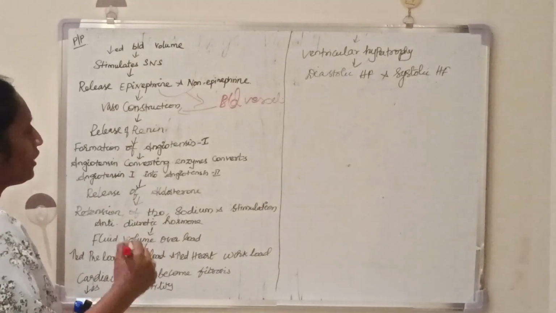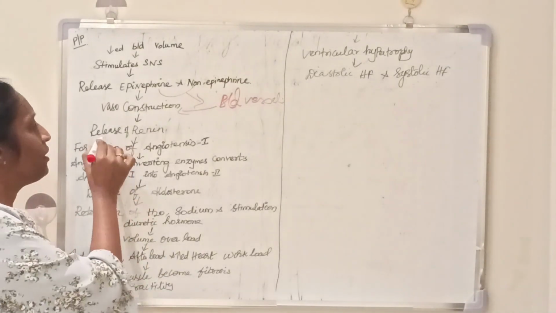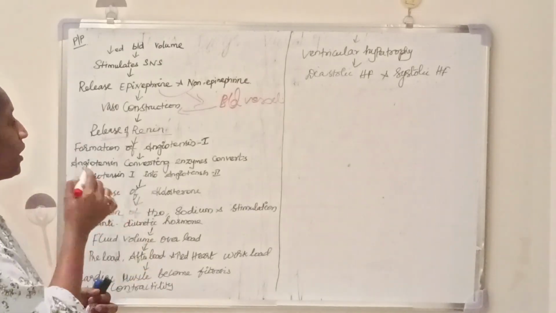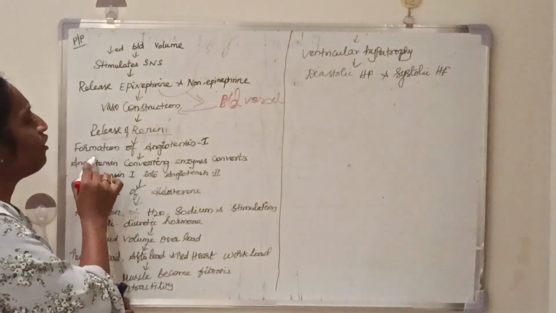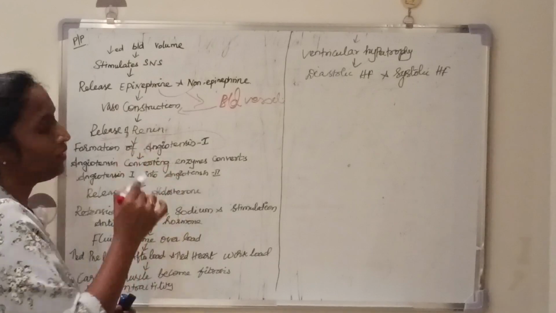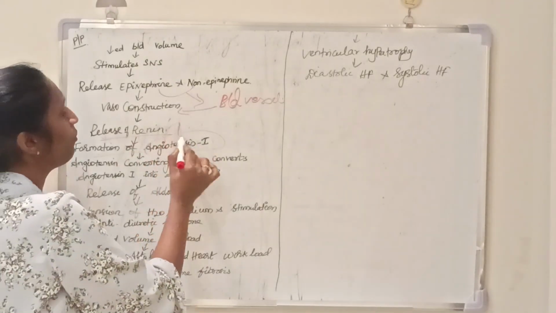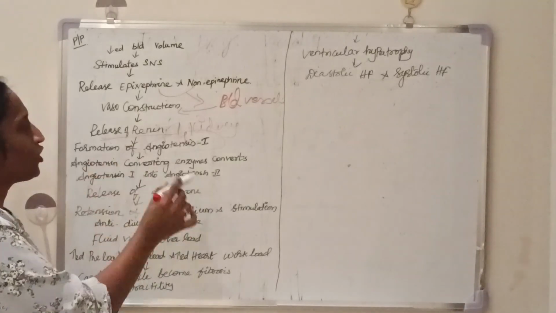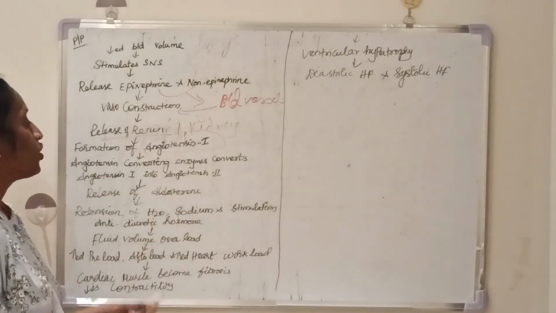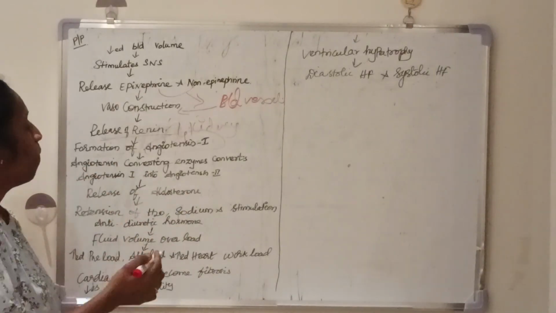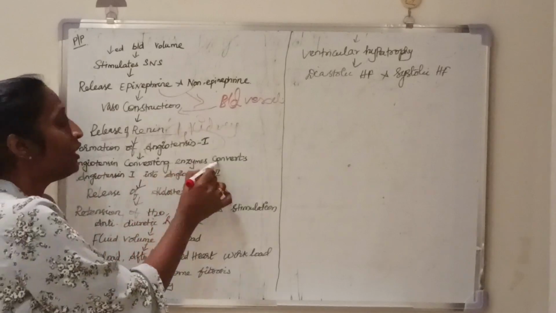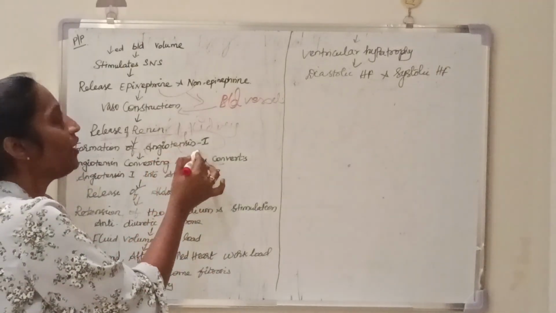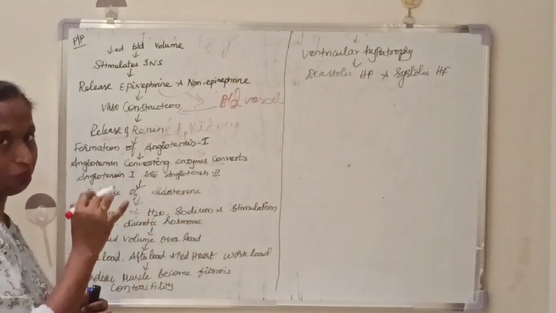So after that, what will be happening? Due to that, there will be a release of renin. Due to the release of renin, there will be a formation of angiotensin 1. This mechanism takes place in the kidney. So it forms the angiotensin converting enzyme, which converts angiotensin 1 into angiotensin 2.